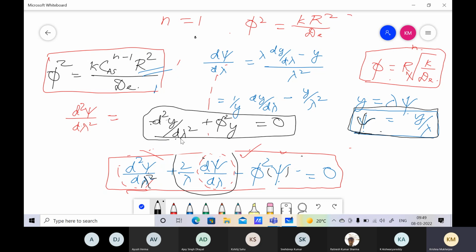Let me wait for 5 minutes. Using this substitution, psi is equal to y by lambda, I am able to reduce this equation d2 psi by d lambda square minus 2 by lambda d psi by d lambda. I am able to get rid of this expression and write it in terms of simply d2y by d lambda square plus phi square y is equal to 0. Can you get rid of this by using this very simple expression here?